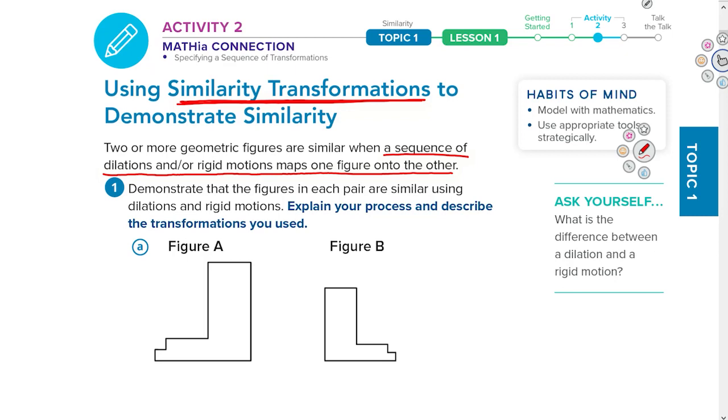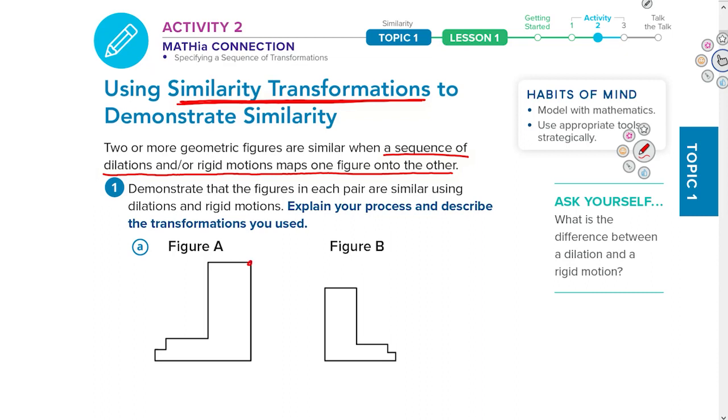Now, I'll be honest, the book for this type of thing is not precise enough for what I want. If the answer key for number 1, demonstrate that the figures in each pair are similar using dilations and rigid motions, they would say reflection and dilation. And that's not precise enough for me. I want you to be more precise. I think high school students can do more than just say reflect and dilate. So I'm going to put in some extra points so that I can be more precise with my language.